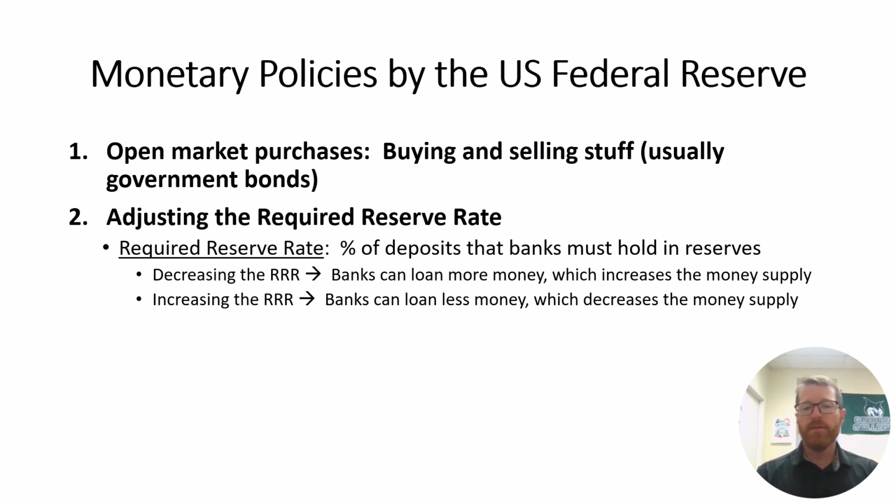The second policy that the Fed can engage in is adjusting the required reserve rate. The required reserve rate is the percent of deposits that banks are required to hold. Historically in the United States, that rate has been 10% for checking accounts. So if you put $100 into a checking account, the bank is required to hold $10 of that money. To be honest, they don't have to hold $10 of your money. They just have to hold 10% of all of the money they have in checking accounts. So if that bank has $10 billion in checking accounts deposited, it has to hold $1 billion in reserves.